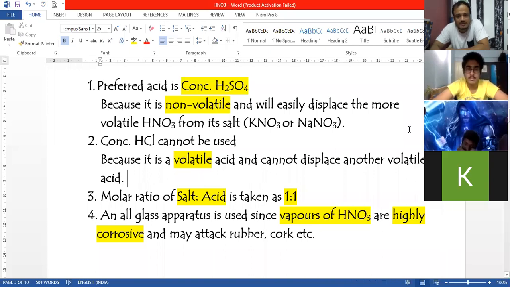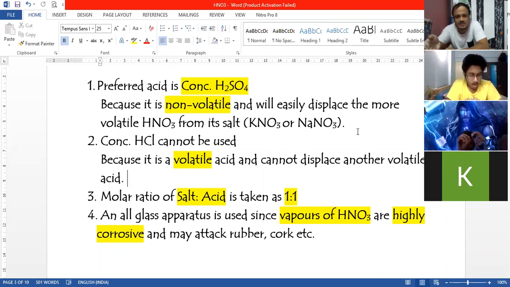Then we have the point that an all glass apparatus is used. This will be a very important question from nitric acid, because it's asked only in this case, never in case of HCl or H2SO4 or any other reaction, because H2SO4 does not have a laboratory preparation, by the way. Nitric acid vapors, unlike hydrogen chloride, are highly corrosive, which means it does not even have to be in the liquid state to be corrosive. Even in the vapor state, it is a corrosive acid.